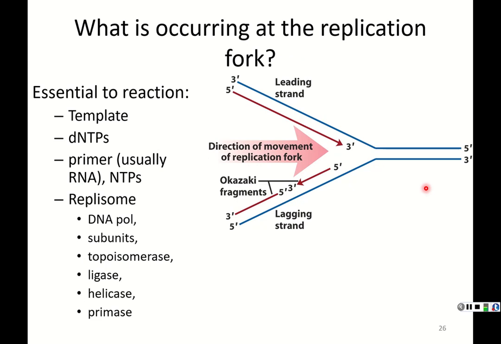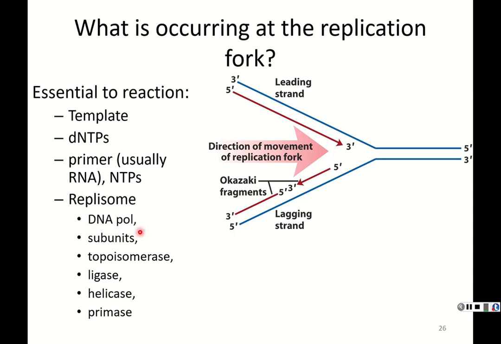So what's essential to this reaction? Well, you need a template. Your template is the blue parental DNA. You need deoxynucleotide triphosphates, the substrate that your polymerase uses. You need a primer. Usually it's an RNA primer, so those are nucleotide triphosphates for that primer. And then the replisome, the proteins involved in the replication.